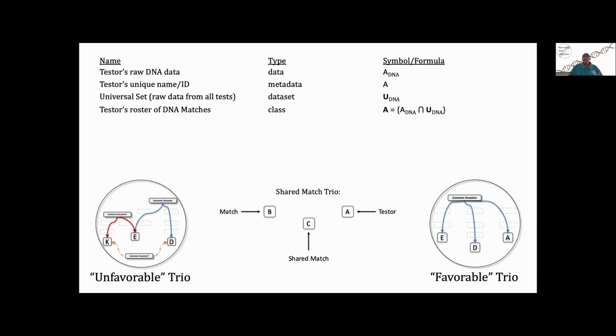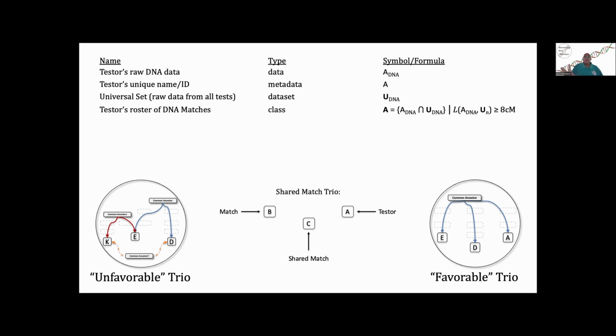We said we need to compare our raw DNA data to everyone else who's already tested with our DNA testing provider. And we can express this mathematically by saying that our tester's DNA matches are the intersection of our tester's raw DNA data with the universal set. And that's what I've written here in the rightmost column, the intersection of A's DNA data with the big universal set of DNA data. We also said the DNA matches have to be of a certain significance in order to be useful. So if we wanted to have a lower limit of, say, 8 centimorgans for our DNA matches, we could add this to our formula.